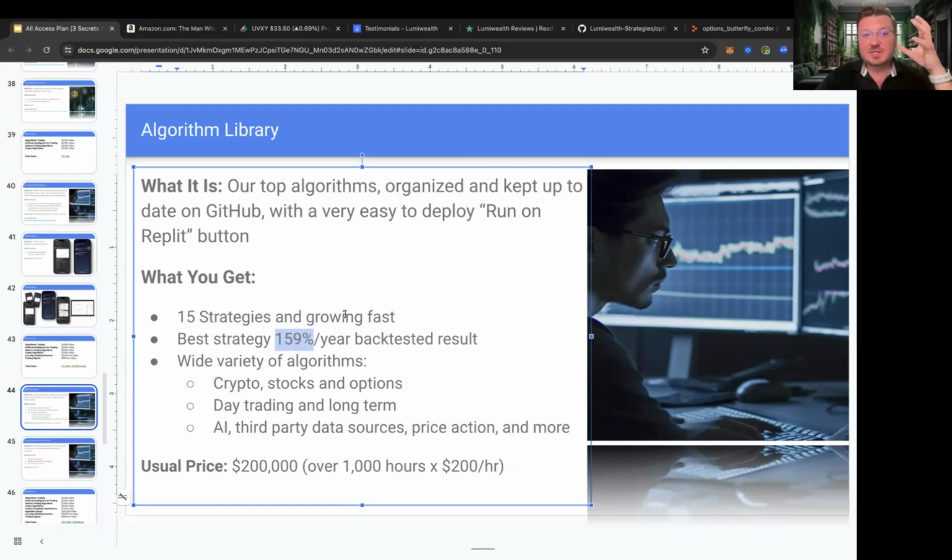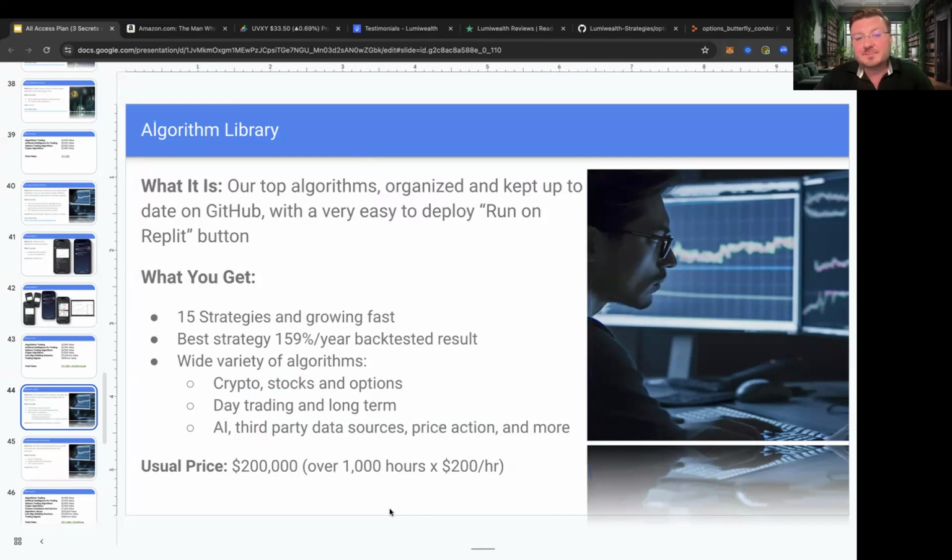So you get access to all these different strategies. You get a wide variety of different algorithms. You get crypto, you get stocks, you get options, all these different asset classes. You have ones that are day trading, you have ones that are long-term buy and hold. You get ones that use AI, you get ones that use third-party data sources like the Congress bot. You get price action ones like moving averages. So you get a whole assortment of different bots. In other words, I'm saying you can diversify, right? There's all these different types of strategies.